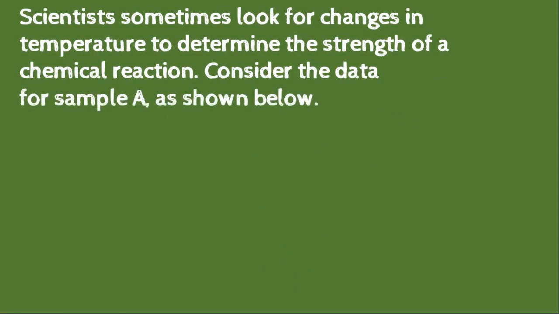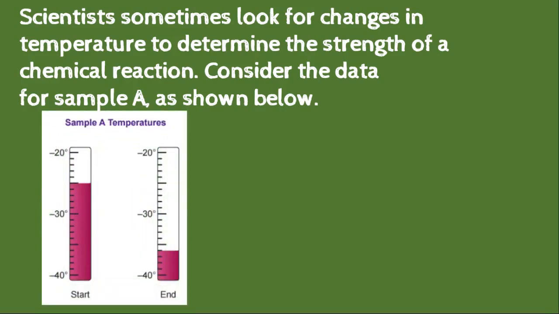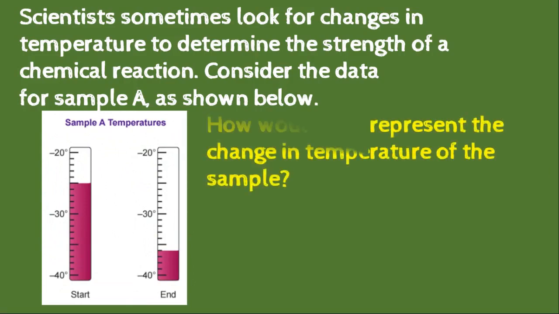We move on to our next example. Scientists sometimes look for changes in temperature to determine the strength of a chemical reaction. Consider the data for sample A as shown below. So we have our thermometer information in this graph. How would you represent the change in temperature of the following sample?